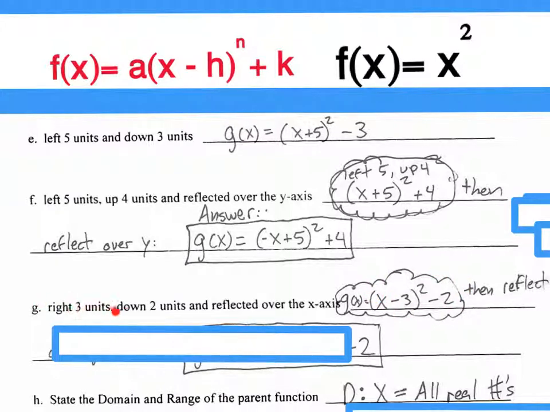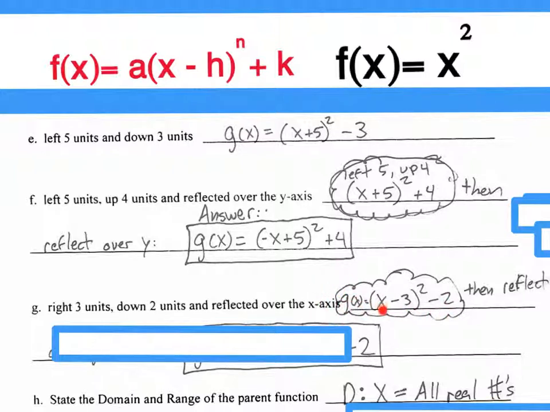After you go right 3 units and down 2 units, after that you need to reflect it over the x-axis. So once again, how do we reflect over the y-axis? To reflect over the y, you change the sign of x. To reflect over the x, you change the sign of y. So you're probably asking yourself, okay, well, let me just change the sign of y.